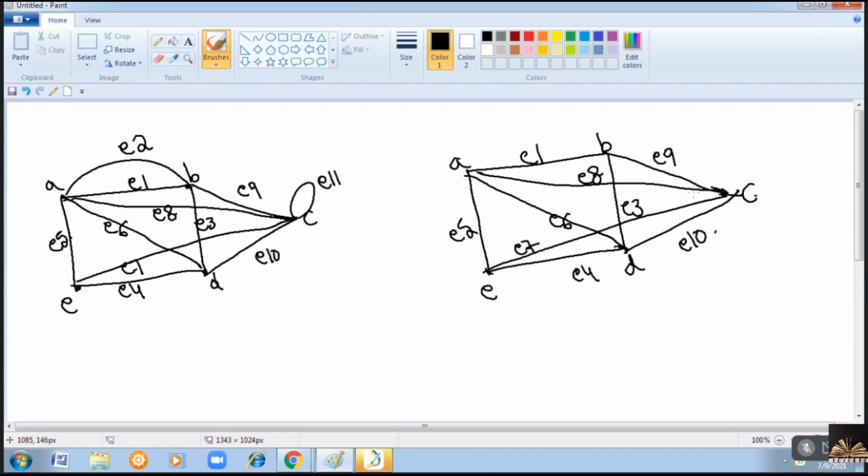Now check the degrees of the vertices. What is the degree of A? 1, 2, 3, 4. Degree of B? 1, 2, 3. C? 1, 2, 3, 4. D? 1, 2, 3. E? 1, 2, 3. There is no vertex with the degree 2, right? So you can skip the remaining steps. Fourth step also you can skip. Next, what is the last step? This is the new graph obtained, right? This is the given graph. This is the new graph.